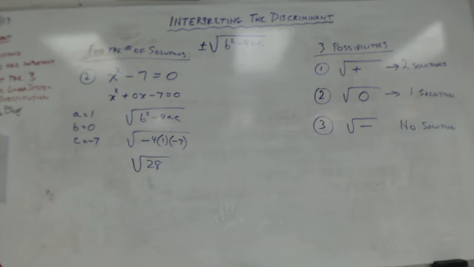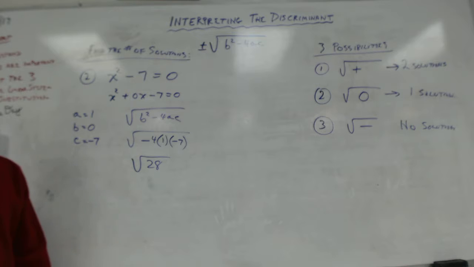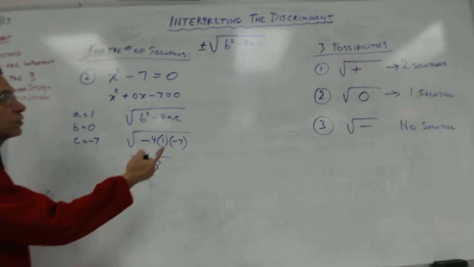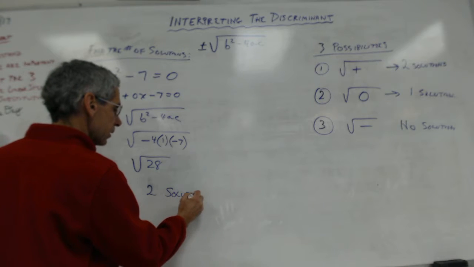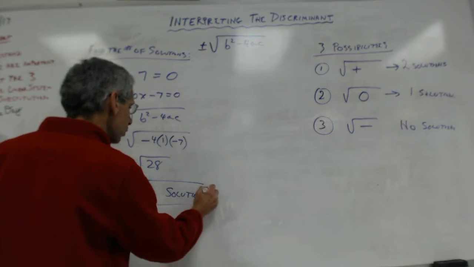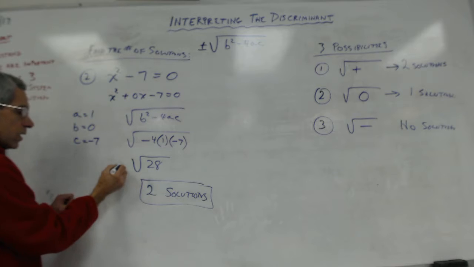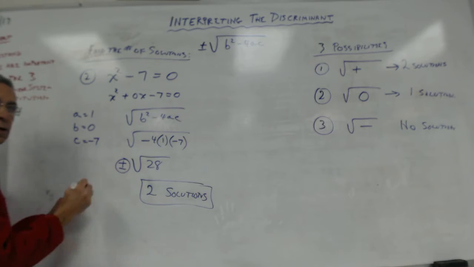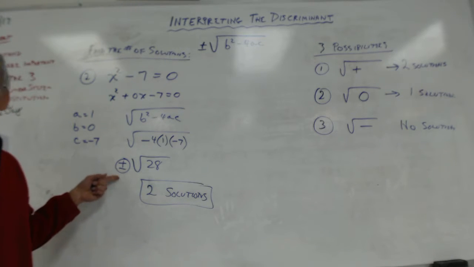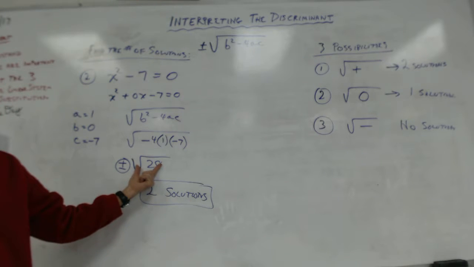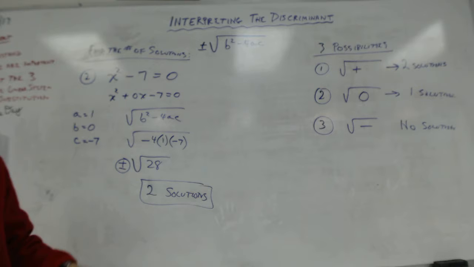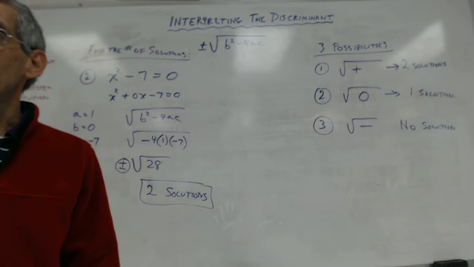Any positive number has a square root, right? So how many solutions are there? There are 2 solutions. x equals negative square root of 28 or x equals positive square root of 28. Right, exactly. There's 2 solutions, and it's because of this plus or minus sign. There is a square root of 28, and we're adding it and subtracting it.